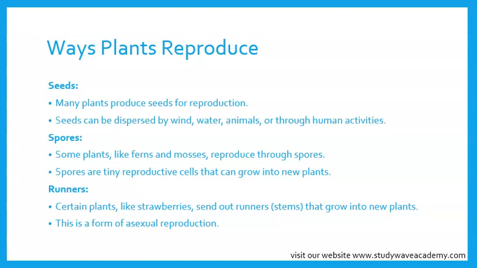We now know the way plants reproduce, right? Seeds, spores, and runners. This way, they make new plants. Do we understand? Good. So today's lesson on plants, we understood everything, right? We looked at the meaning of plants, parts of plants, characteristics of plants, understanding plant growth, and ways plants reproduce, right? And we understood everything.